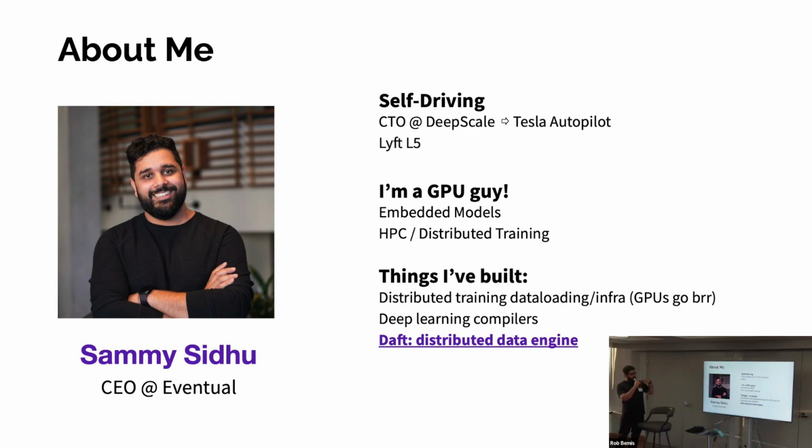Cool. A little bit about me. I come from a high-performance computing and AI background. I was a researcher at Berkeley. I did my first foray in startups right after college. I was CTO of a startup called DeepScale, which built autopilot for everyone else, and ironically enough, was acquired by Autopilot. And then after that, stayed in self-driving, was on level 5, where I worked on a variety of things, including distributed training infrastructure, distributed data loading, deep learning compilers, and a bunch of other stuff.